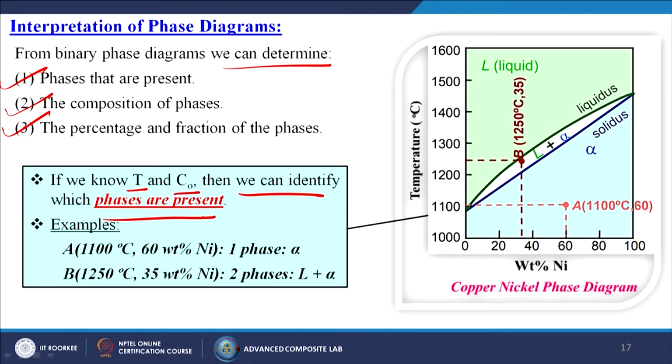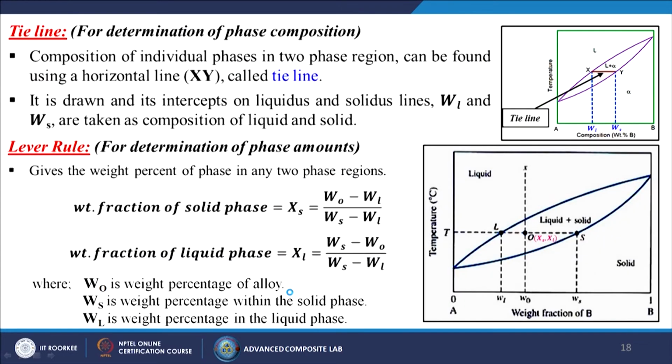Suppose, from the copper-nickel phase diagram, if you remember the last one, we are going to calculate this point, or maybe this point. This point is around 1100 degrees centigrade, and the percentage of nickel is 60%. So, one phase is present, that is alpha. Now point B: this is 1250 degrees centigrade and 35 weight percent of nickel. Here two phases are present because it falls into the L plus alpha region, so the phases are L plus alpha.